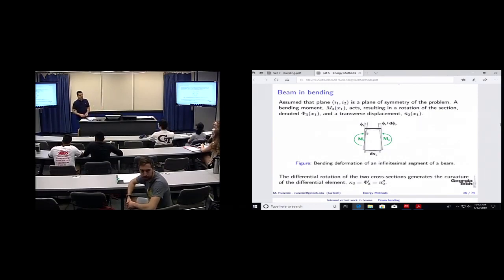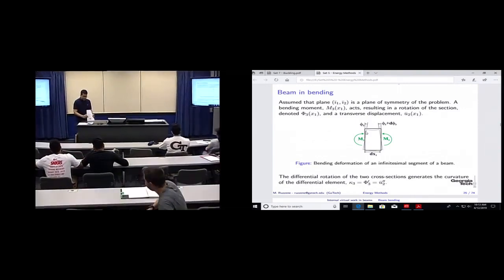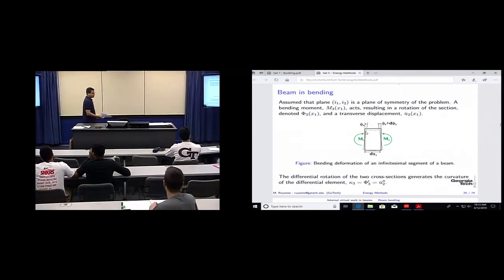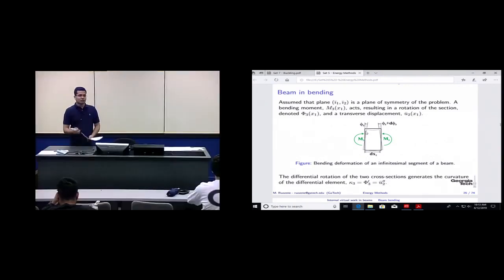Okay, so let's resume our discussion on buckling. So far we have discussed buckling in rigid bodies, 1 degree of freedom system, 2 degree of freedom system, and then in last class buckling in beams.